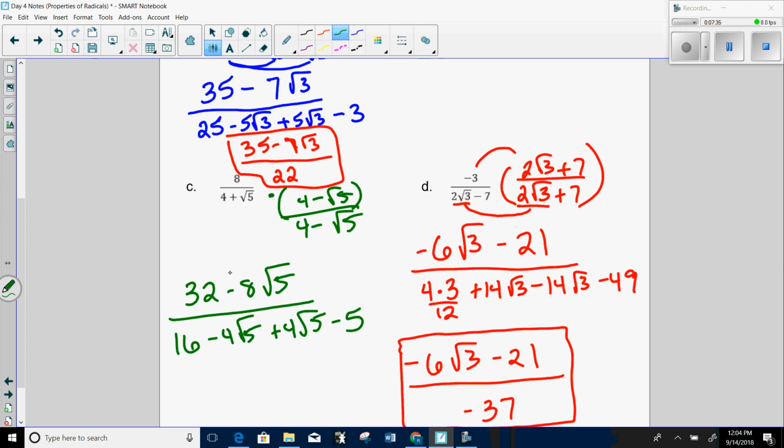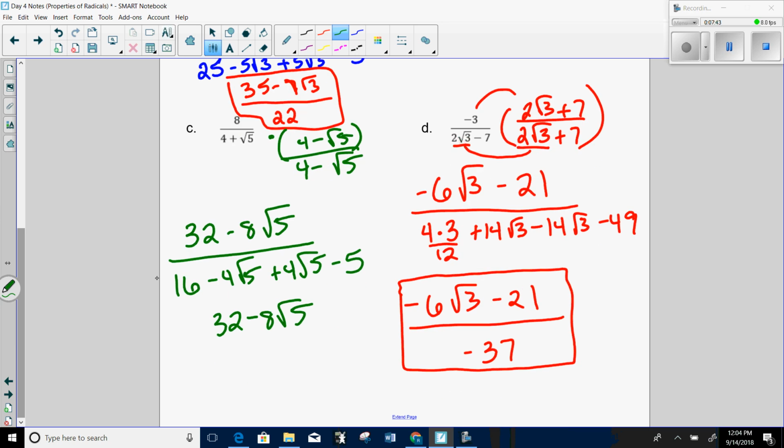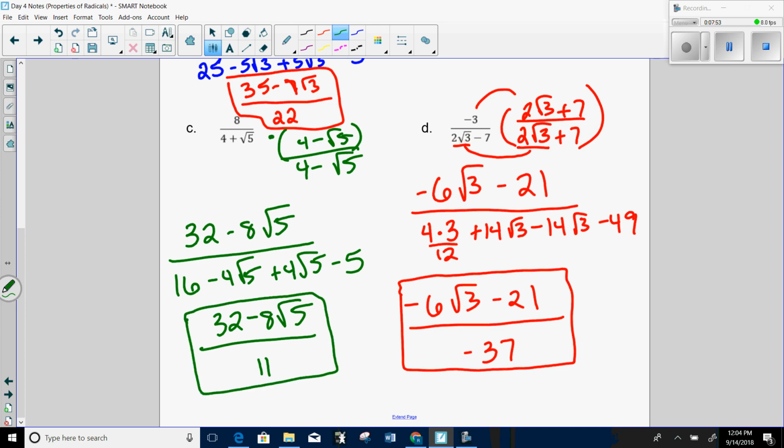So we get this. Now we combine. Numerator doesn't combine. Okay. The denominator, we have 16 and negative 5, which would be 11. And the negative 4 square root of 5 and the positive 4 square root of 5 go to 0, and that would be your final answer.